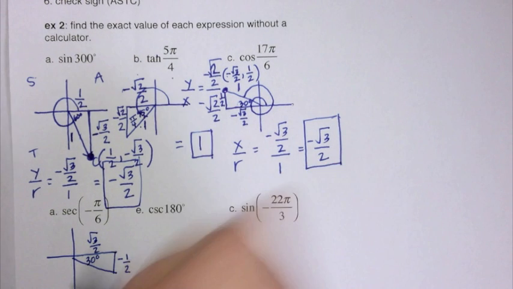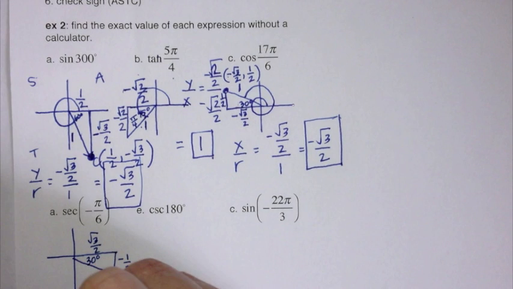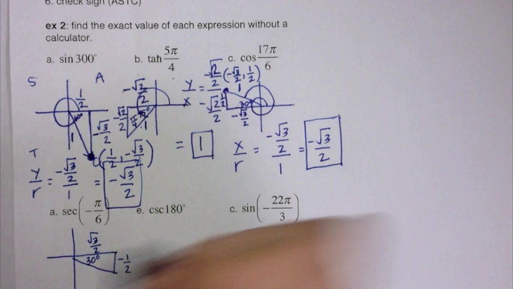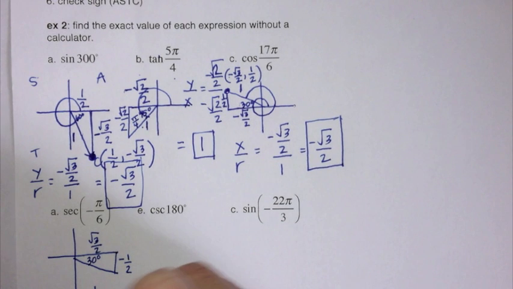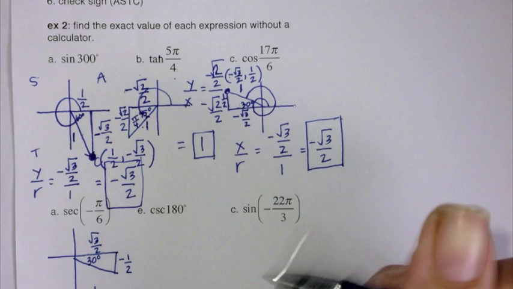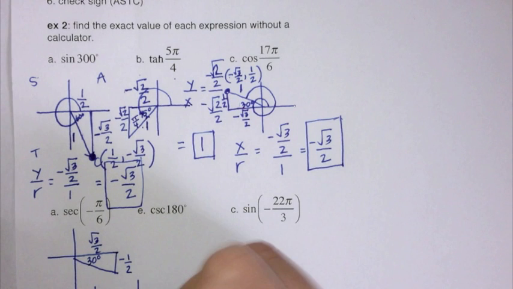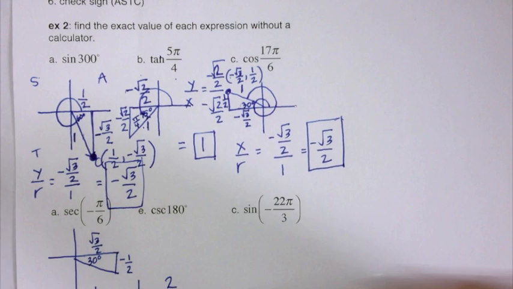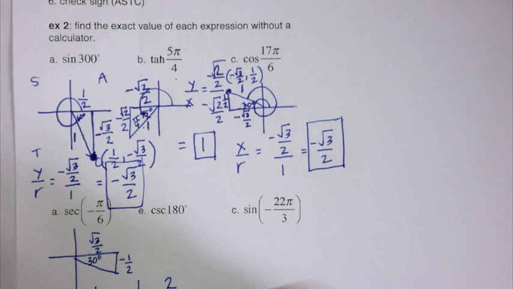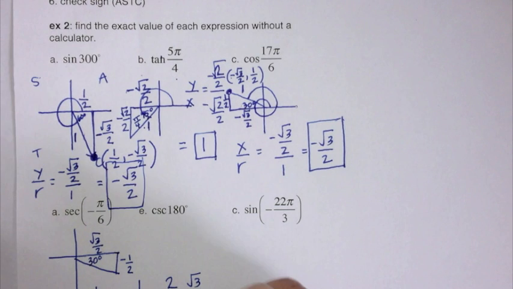And then secant is going to be r over x, which is going to be 1 over root 3 over 2, which is going to be 1 over 1 times 2 over root 3, because I'm going to copy dot flip, which is going to be rationalized, so I get 2 root 3 over 3.